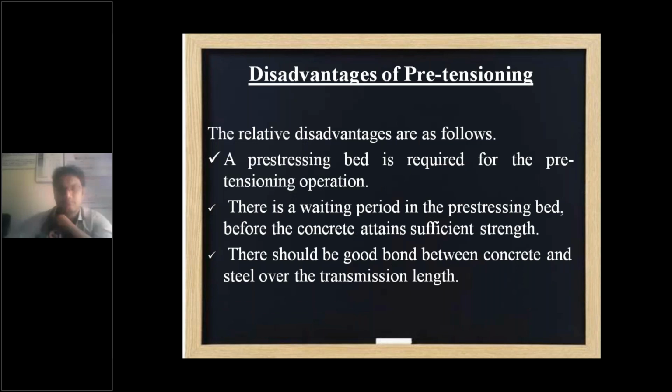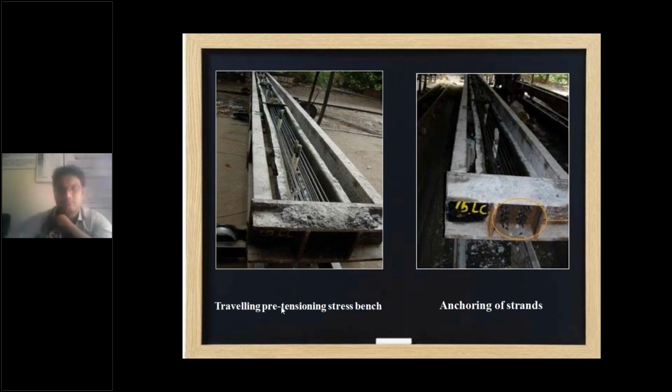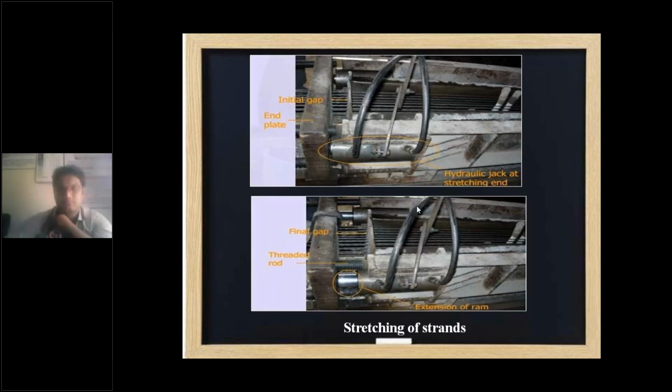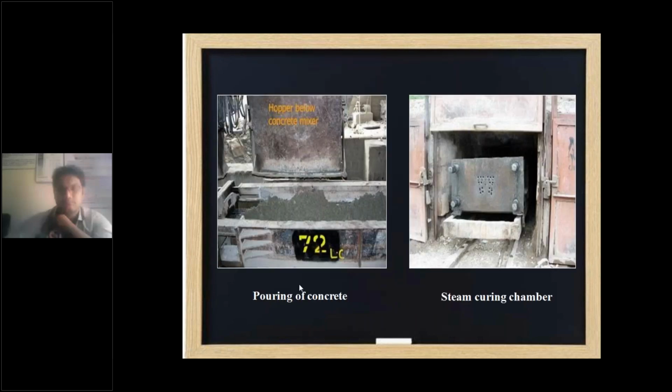So you can try to observe the pictures over here. Traveling pre-tensioning stress bench, this is the bench, this is the mold, and this is the abutment where they are doing pre-tensioning, and this is called anchoring of strands. So the strands are going to be anchored over here, right? And here you can see stretching of strands with the help of hydraulic jack. Okay, so this is called hydraulic jack. Okay, and pouring of concrete.